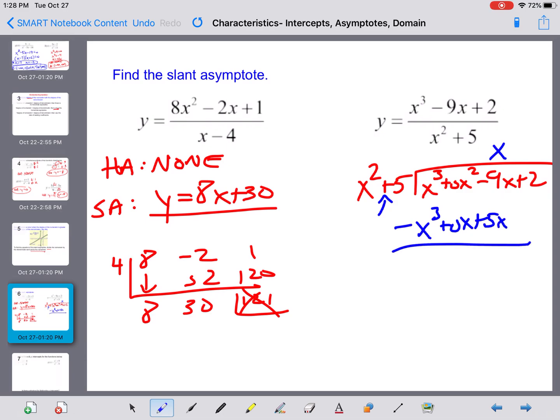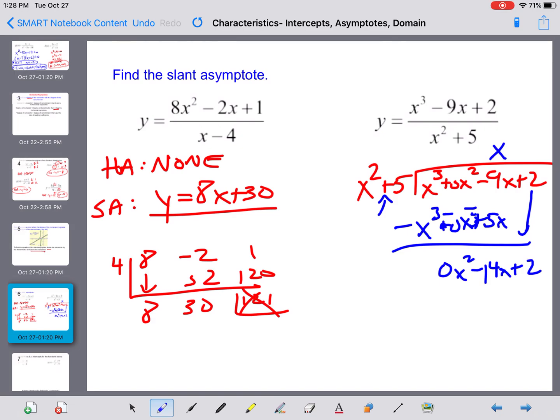We always want to subtract at this step. So we're really going to be subtracting this 5x. So we get 0x squared minus 14x. And then we bring down our plus 2.